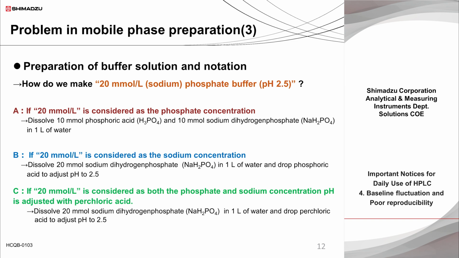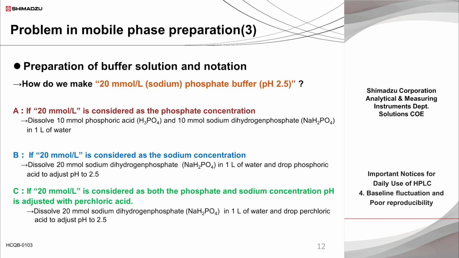In general, this interpretation should be used for the buffer preparation. The following is a case in which 20 millimoles per liter is interpreted as the sodium concentration. In this case, a 20 millimoles solution of monosodium phosphate aqueous solution is prepared at first. The pH of the solution itself will be above 4.